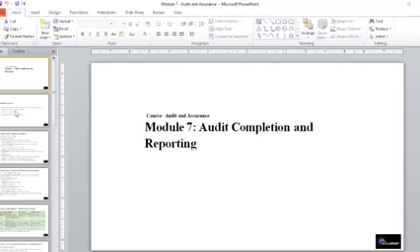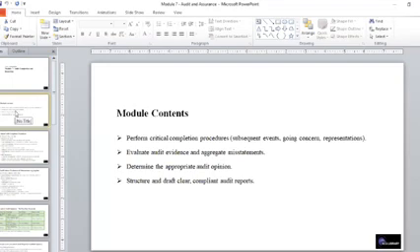The module helps us to perform critical completion procedures, evaluate audit evidence and aggregate misstatements, and also determine the appropriate audit opinion. And lastly, we have how to structure and draft a clear compliance audit report, and this is more in the notes. We just talk briefly on all of this.